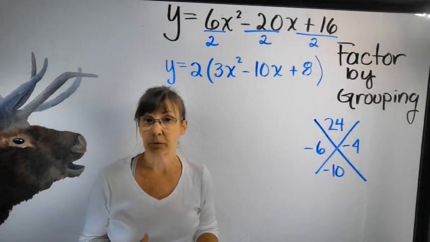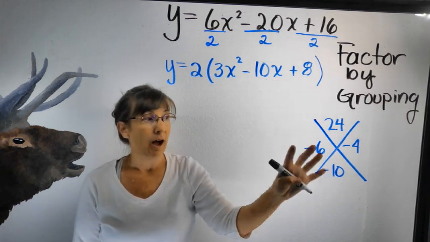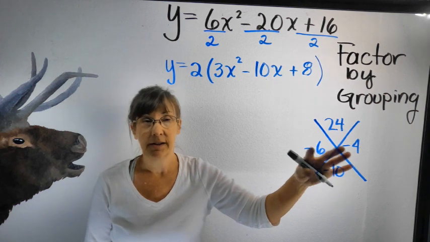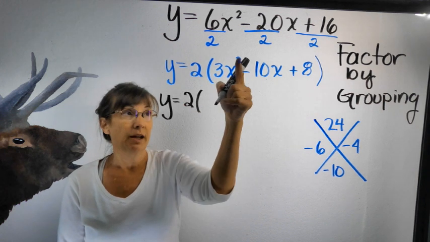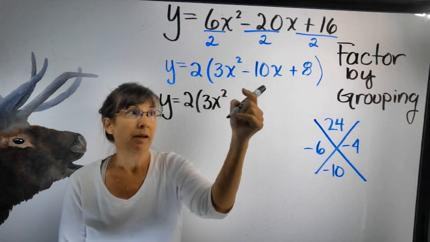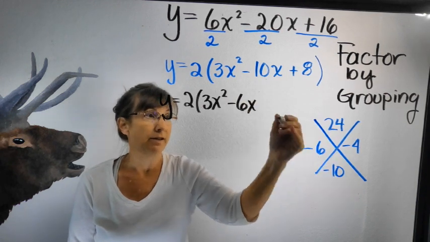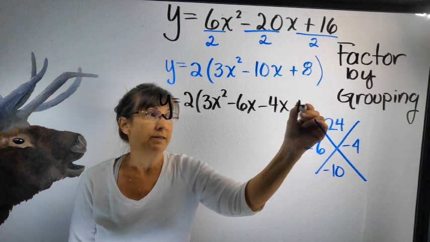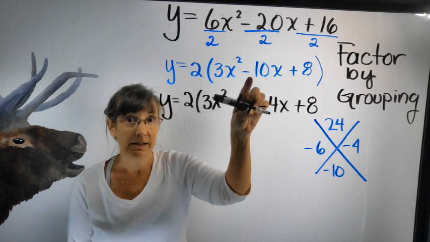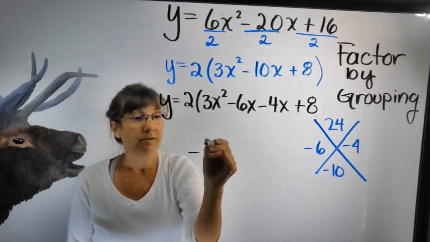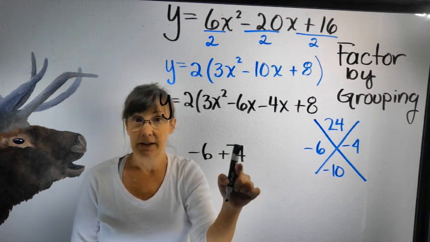So now to factor by grouping, I'm going to rewrite this, and instead of -10x, I'm going to use these two numbers instead. So I would have y equals, there's my 2 that I factored out, 3x squared, and then instead of -10x, I'm going to write -6x minus 4x plus 8. Because see, -6x minus 4x is -10x. Or in other words, -6 minus 4. Add the opposite, there's your -10.